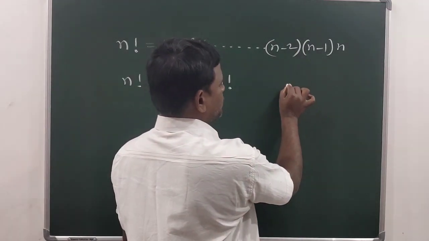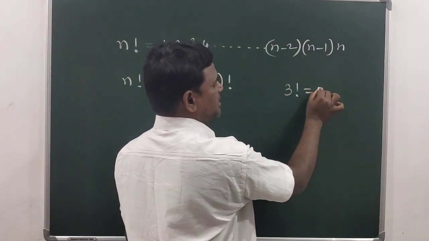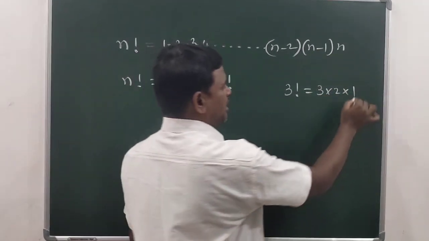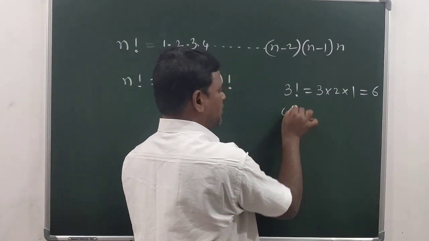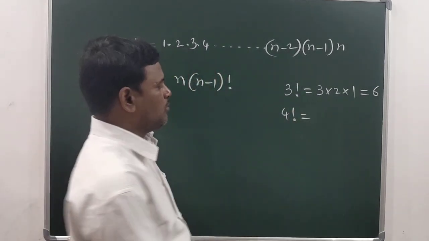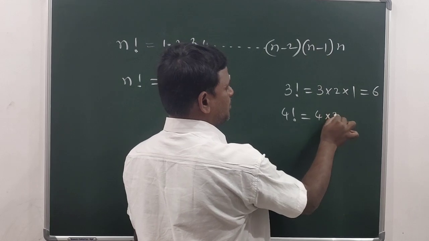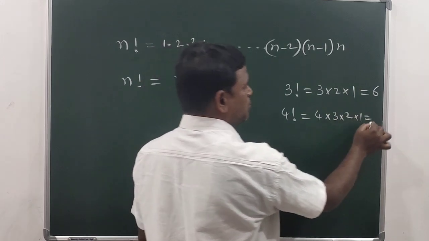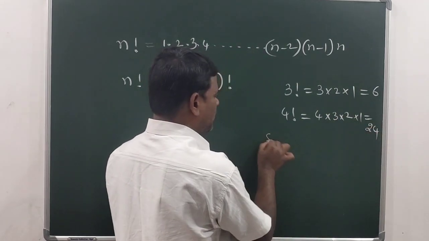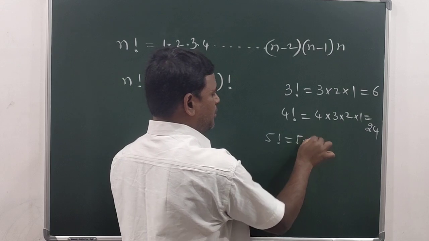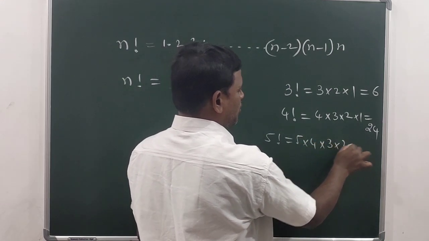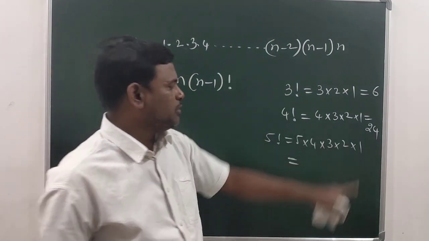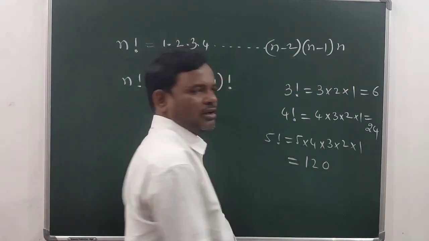See here, suppose you require 3 factorial, which means what? We have to multiply 3 into 2 into 1, which is equal to 6. Suppose you require 4 factorial, so the continuous product of first 4 natural numbers: 4 into 3 into 2 into 1, which is 4 times 3 is 12, 12 times 2 is 24. Similarly 5 factorial: 5 into 4 into 3 into 2 into 1, now 5 times 4 is 20, 20 times 3 is 60, 60 times 2 is 120, and so on.